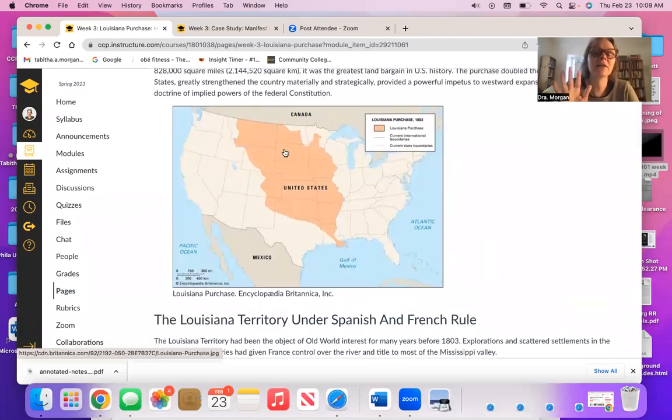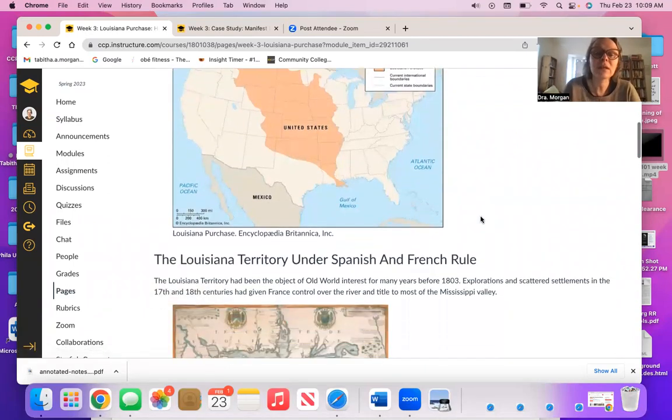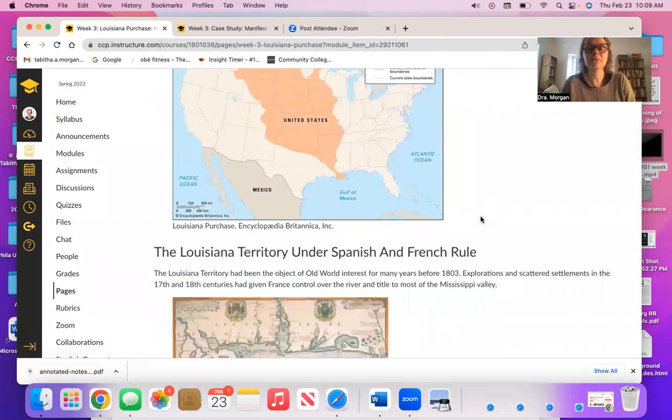So all right, so that's the Southwest. So this is what we're talking about, though. I digress. Here's the Midwest, is really what the Louisiana Purchase covered.